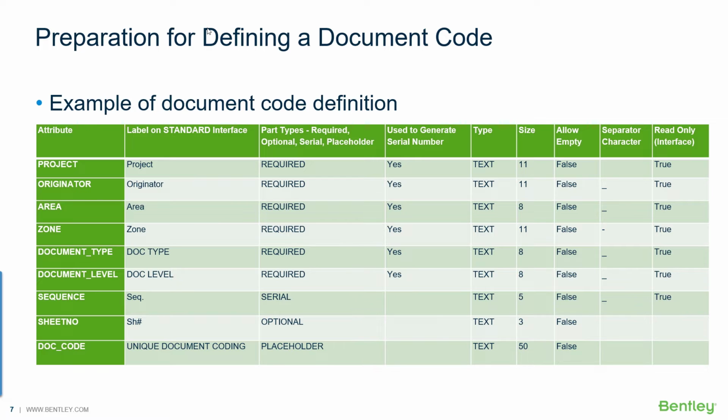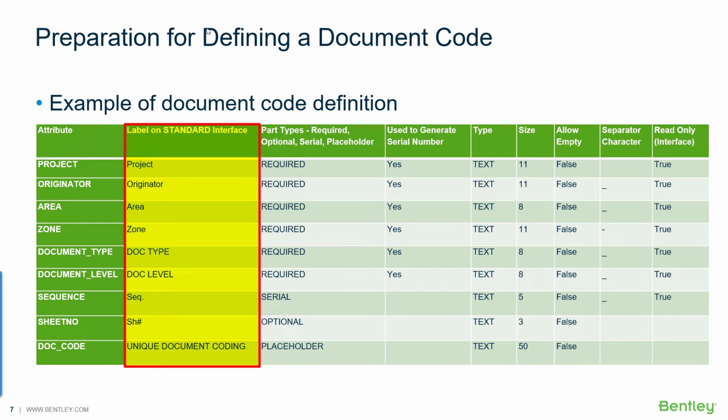There will be 9 attributes created to support the document code. 8 of the attributes will be used as parts for the code, and the 9th attribute will be the attribute to store the completed code. The parts of the code will be project, originator, area, zone, document type, document level, sequence, and an optional sheet number. The attribute to store the completed code is doc_code.